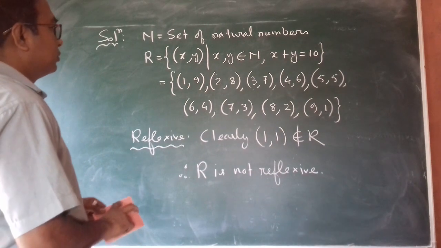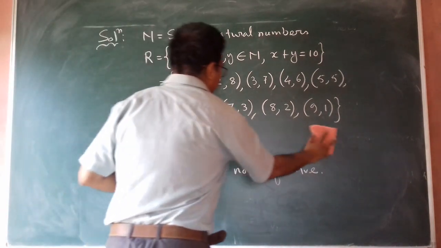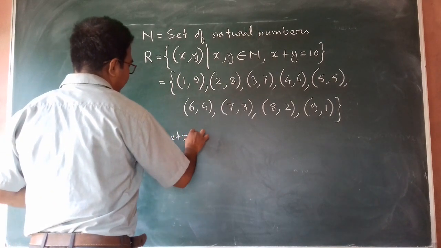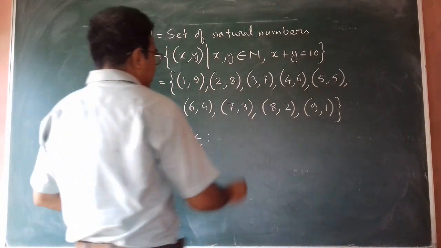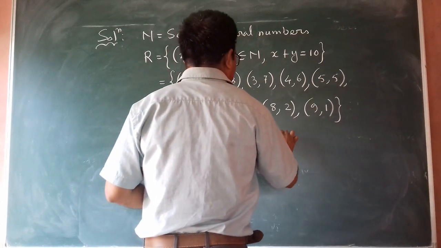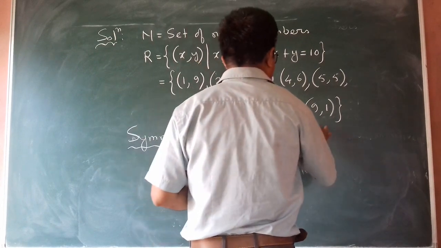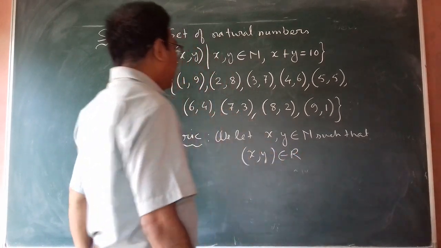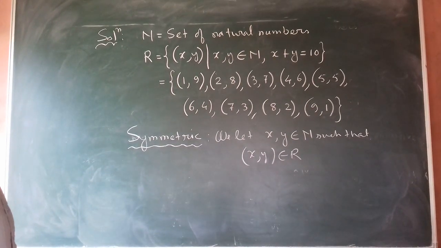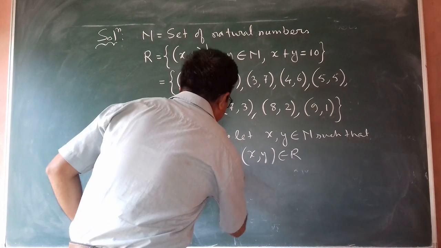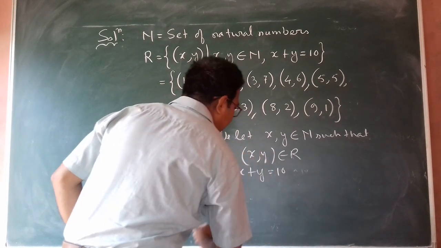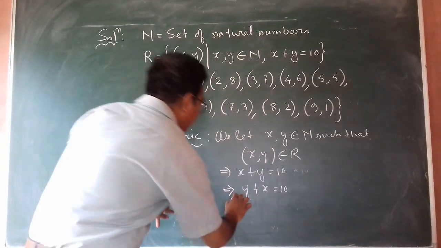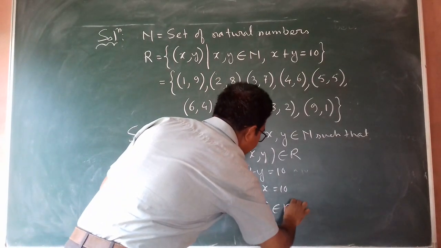Next we are going to discuss symmetry. So we let (x, y) belong to N such that (x, y) belongs to R. That is, the ordered pair belongs to R. That means x plus y equal to 10. If x plus y equal to 10, this is the same as y plus x equal to 10. Same condition. So from here we can write (y, x) belongs to R.